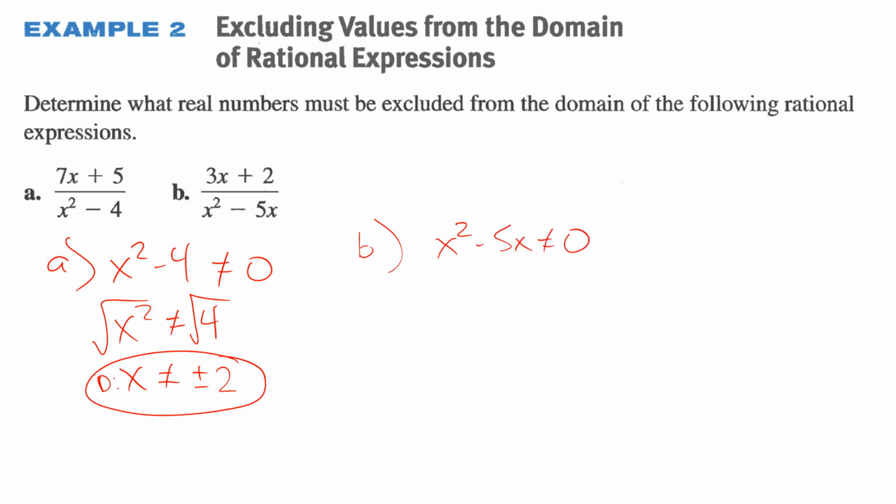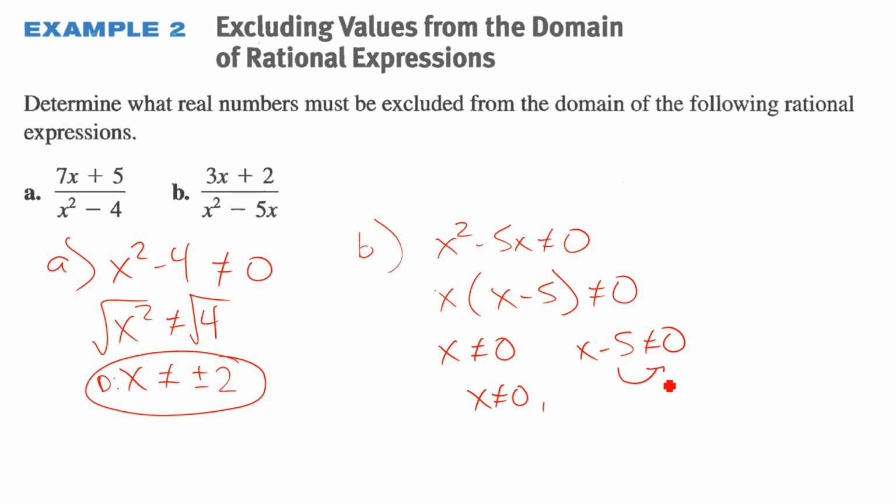All right, so B, x squared minus 5x cannot equal 0. Okay, you need to factor on this one. Pull out the x. We have x minus 5. So we would say x cannot equal 0. X minus 5 cannot equal 0. Both parts. So x cannot equal 0, or by solving this one, positive 5.